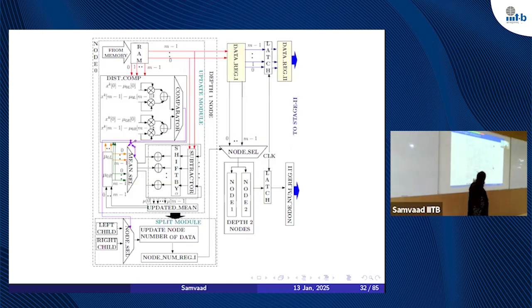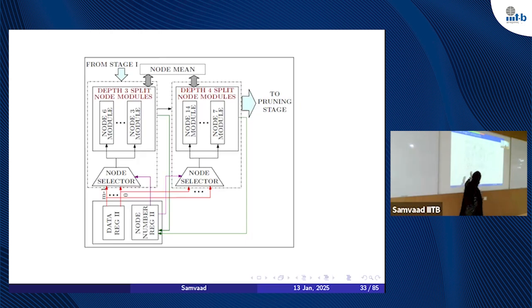Okay, this was the stage 1 architecture. In stage 2, what we did is this splitting according to the node. Whichever node was selected, the data was assigned to that node module, and then we assigned it to the next child node of that node. Node 3 to node 6, whatever next child node was there, it was assigned to that.